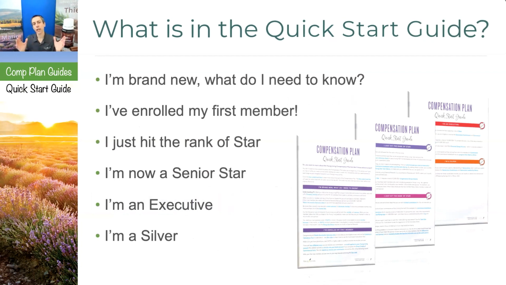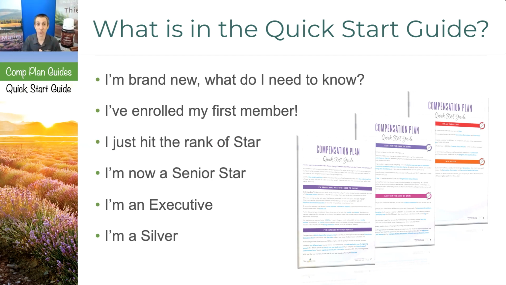It's broken up into specific sections, and we'll have a look at a few of these sections in detail so you can get an idea of what is in them. The sections are: I'm brand new, what do I need to know? Number 2, I've enrolled my first member. Then I've just hit the rank of star, I'm now a senior star, I'm now an executive, I'm now a silver. They're the specific sections within the Quick Start Guide.